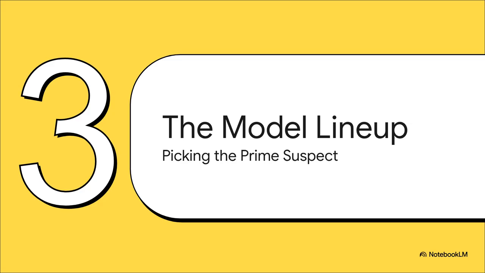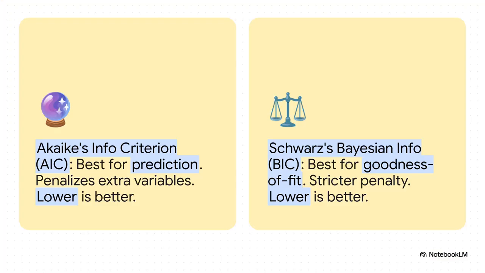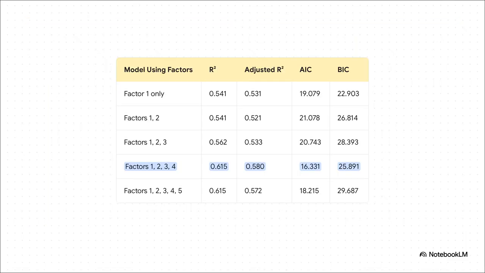All right, so what happens when you have multiple theories, multiple models, all vying for your attention? Well, it's time for a police lineup. And to run this lineup, we've got 2 specialists, AIC and BIC. Think of AIC as the profiler, trying to figure out which model will be the best at predicting what happens next. BIC is more of the hard-nosed detective, looking for the simplest, cleanest explanation for the evidence we have right now. But for both of them, the goal is the same. The lowest score wins.